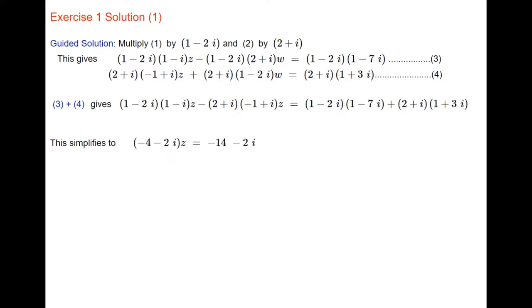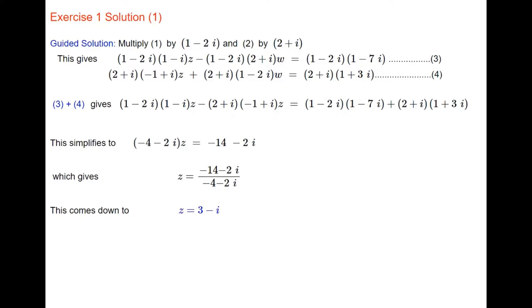And this will simplify to minus 4 minus 2i times z equals minus 14 minus 2i, which gives that z equals minus 14 minus 2i all over minus 4 minus 2i. And that will come down to z equals 3 minus i.